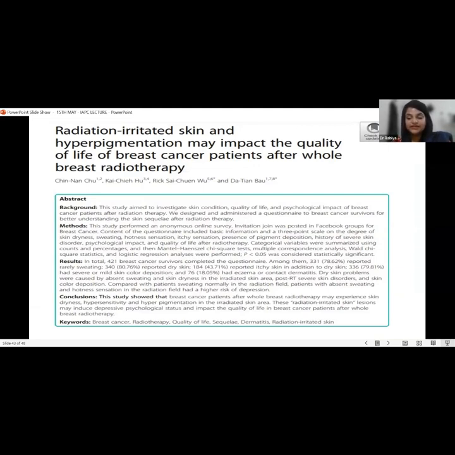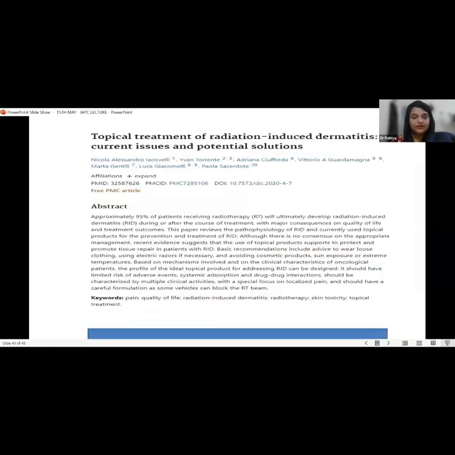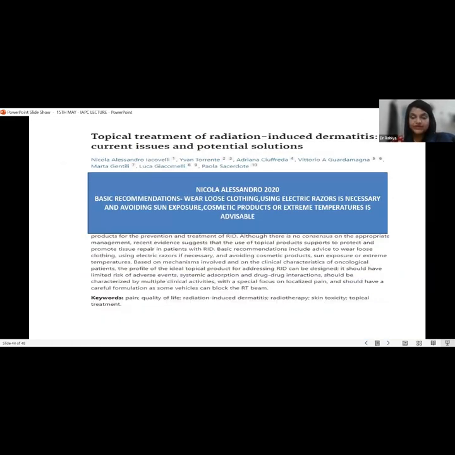Now, these radiation-induced skin lesions may induce a depressive psychological status and impact the quality of life in breast cancer patients after whole breast radiotherapy. Now, this is a study by Nicola Alessandro in 2020 on topical treatment for radiation-induced dermatitis. Radiation-induced dermatitis is a very common symptom which we come across in our daily OPDs. So what can we do? The basic recommendation is to wear loose clothing. Second, don't use normal razors, use electric razors. And avoiding sun exposure, cosmetic products, or extreme temperature is always advisable.